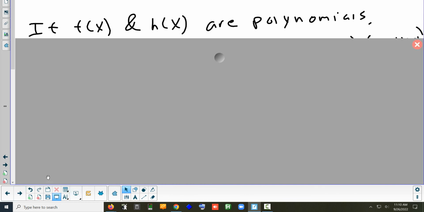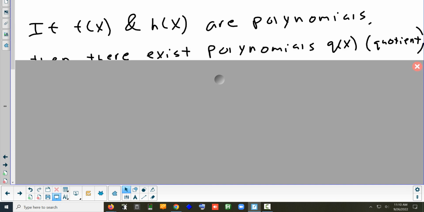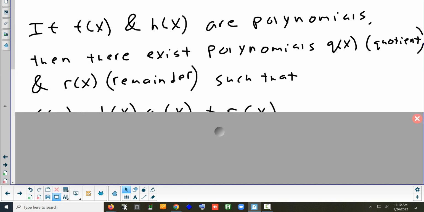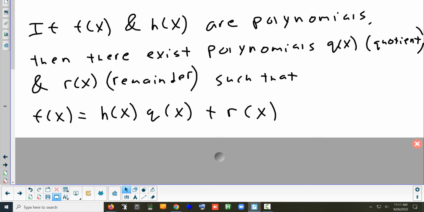So this is another thing that makes a lot of sense if I just write it with numbers. It'll help it make more sense. But it says, let's say you had two polynomials, f of x and h of x. If you divide the two of them, you will get a quotient and you will get a remainder that satisfy the following equation. Your numerator equals your denominator times your quotient plus your remainder.